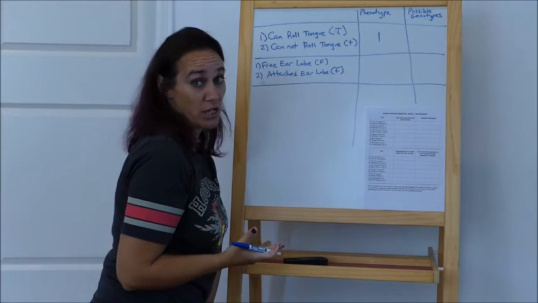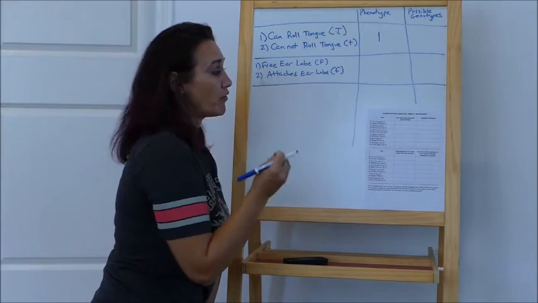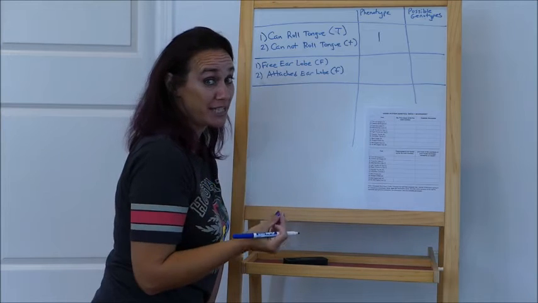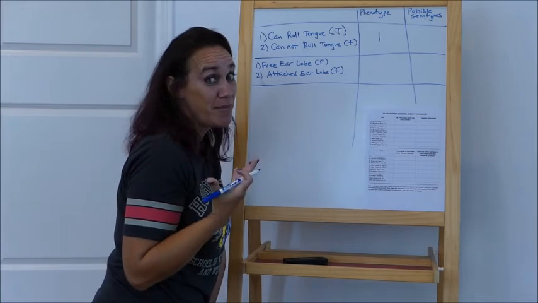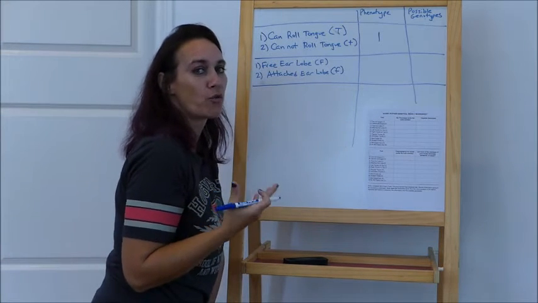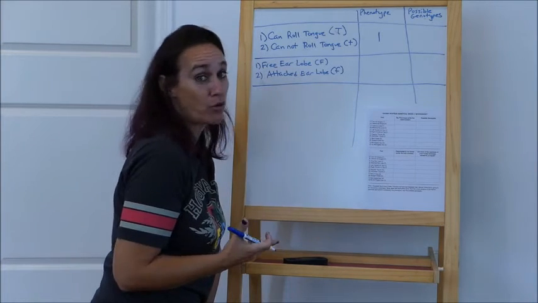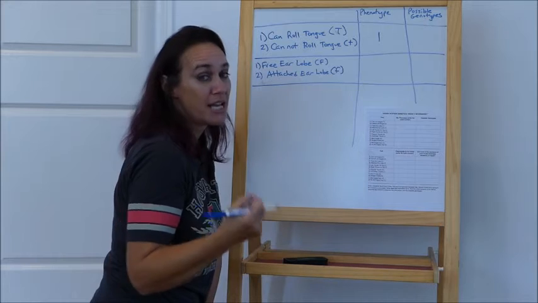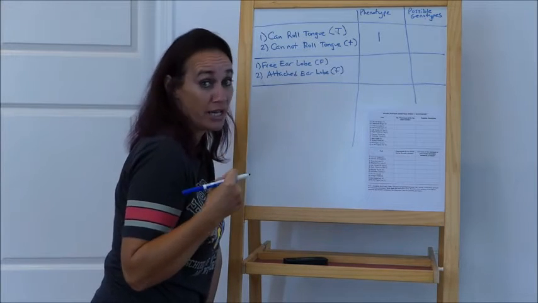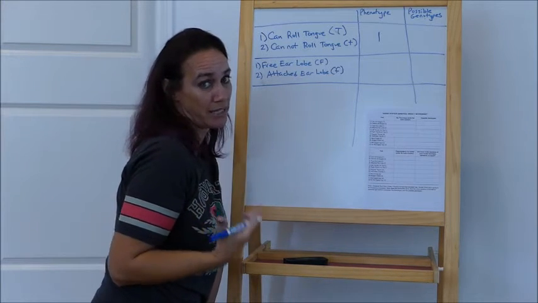Now the possible genotypes, okay? Remember, phenotype is what you can actually see. You can see me roll my tongue, all right? Therefore, the phenotype is, yes, I can roll my tongue. The genotype, though, is what you can't see. That's the alleles. That's what's inside of the genes coding for the fact that I can roll my tongue.